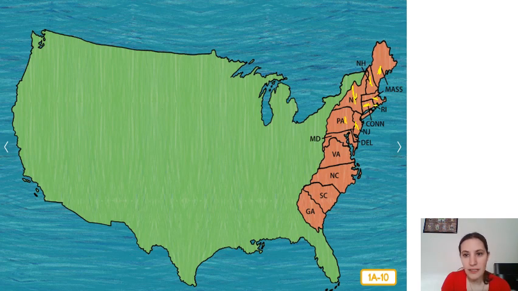This is Pennsylvania. This is Delaware. This is Maryland. This is Virginia, North Carolina, South Carolina, and Georgia. So those are the 13 colonies that were established by the late 1730s. The people living in the 13 colonies in North America were ruled and controlled by the king and government of Britain.